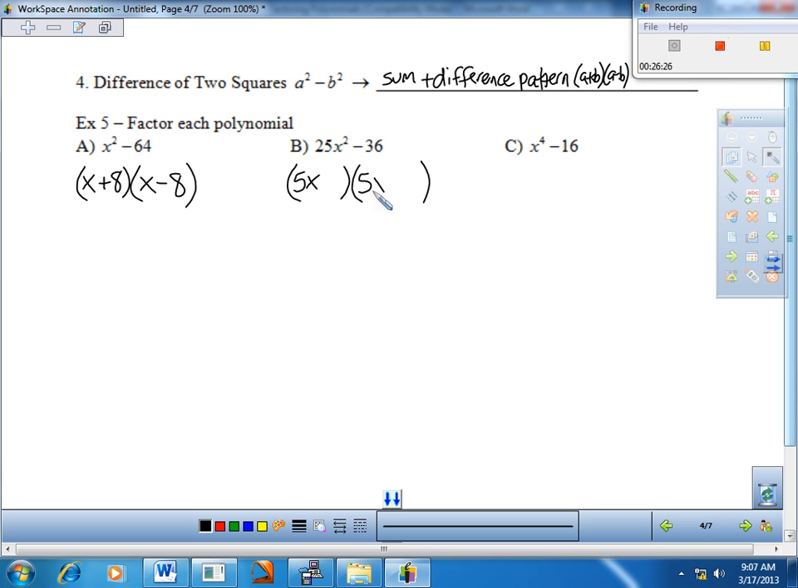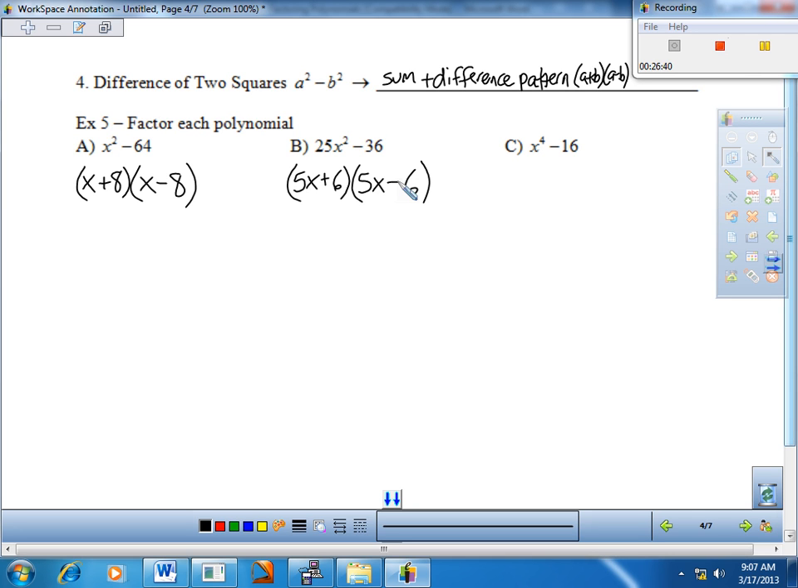And I'm hoping 5x and 5x sounds about right to you. And then what times itself is 36? Well, 6 and 6 would do the job there. And again, the only way that this plays out to cancel outside and inside is if one is plus and one is minus. And that looks great.